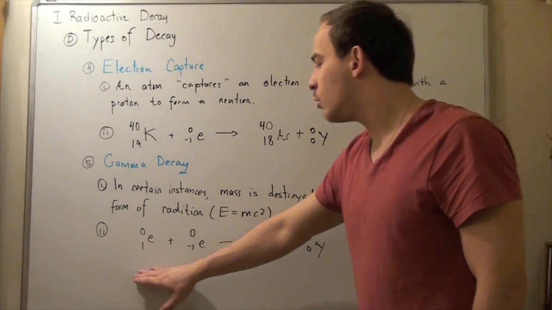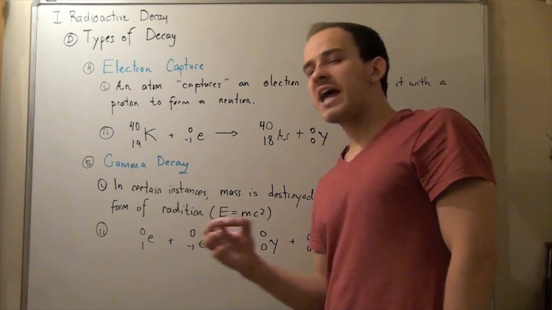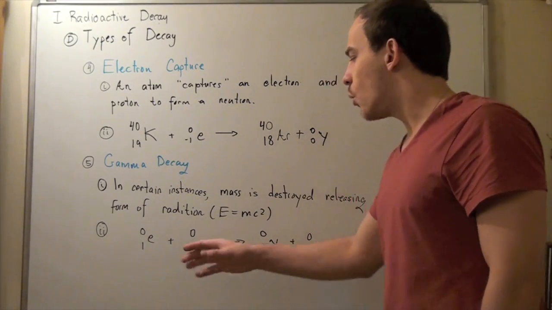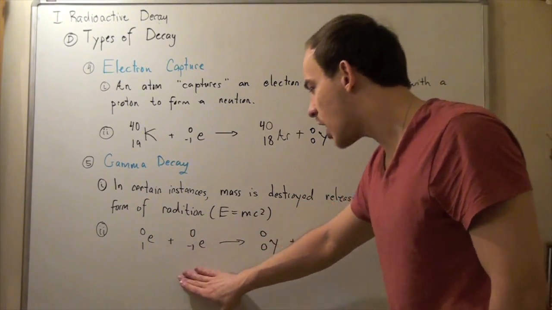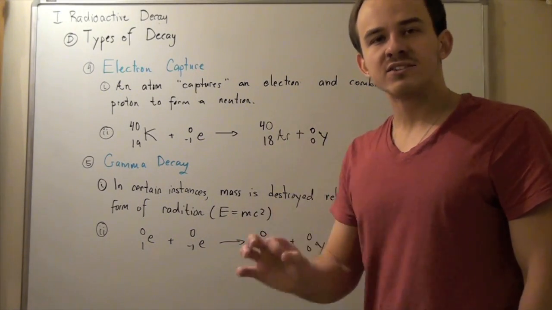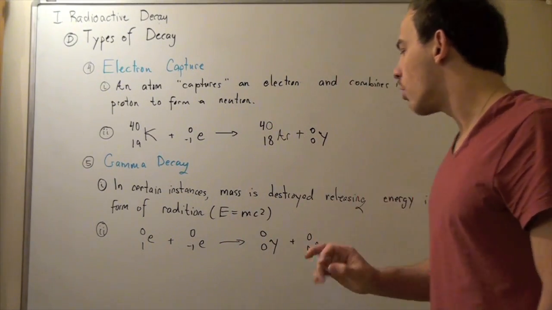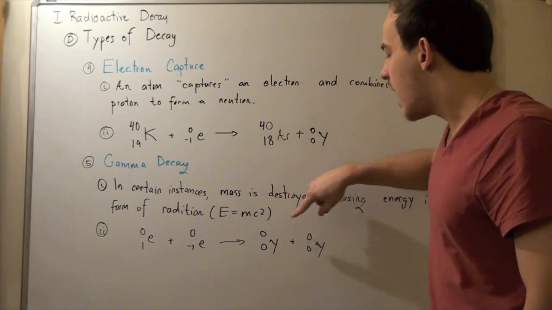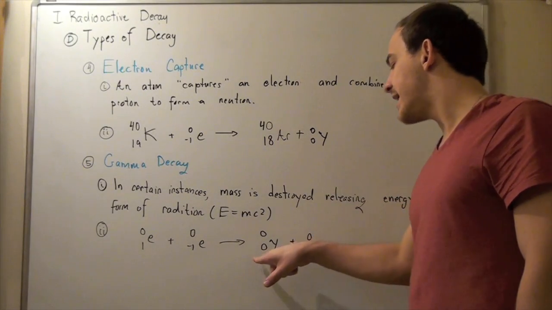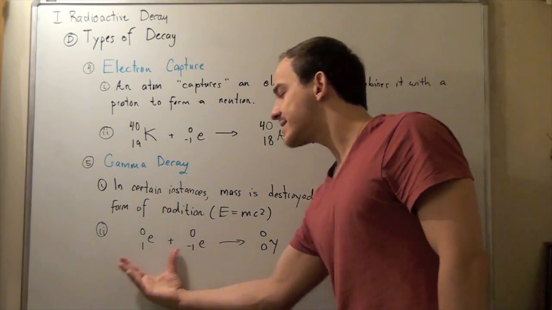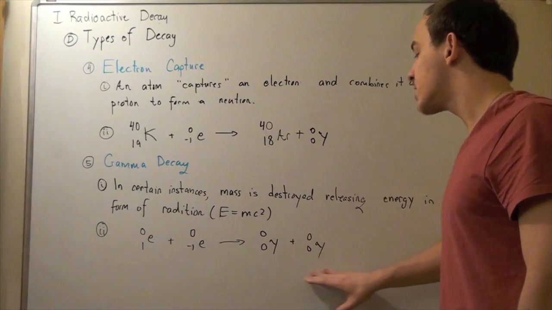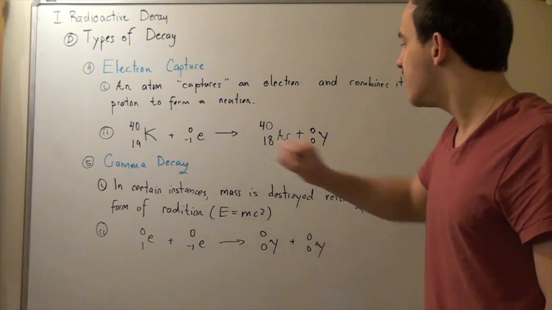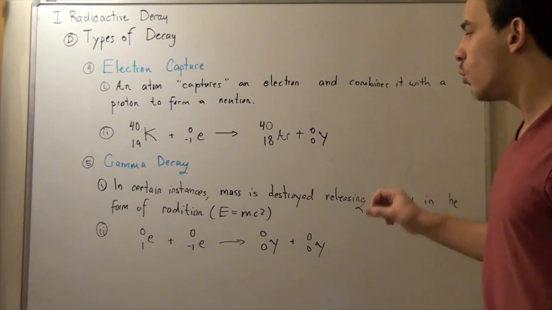So let's look at the following example. So let's see what happens when the proton combines with an electron. So when a proton combines with an electron, it releases electromagnetic radiation in the form of gamma rays. So it releases two gamma rays that both have a mass of 0 and have a charge of 0. So mass becomes electromagnetic radiation or energy. That's exactly what we saw in this case when this gamma ray was released.